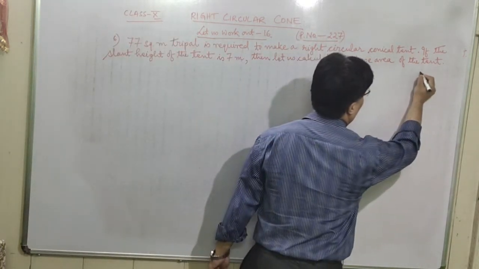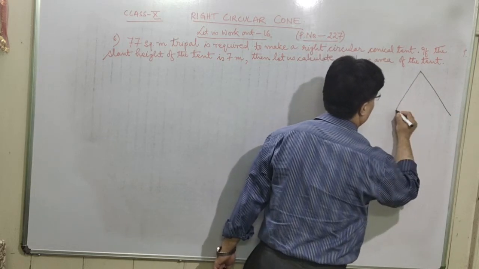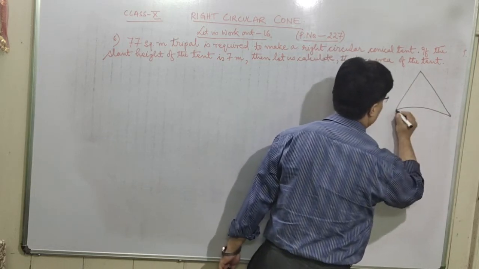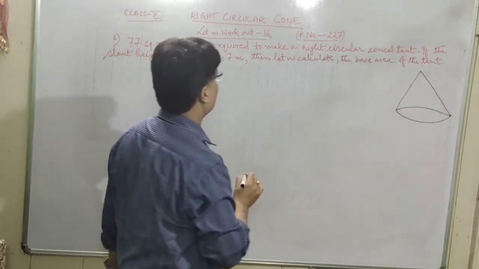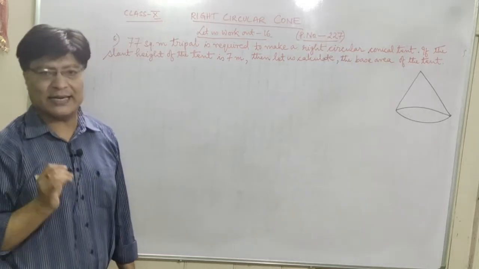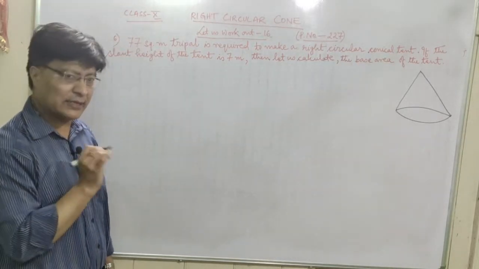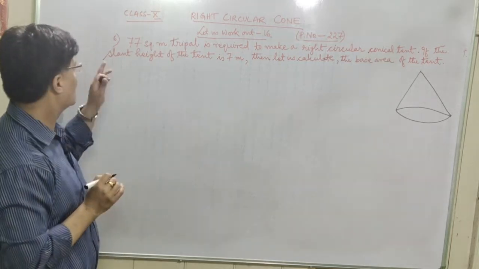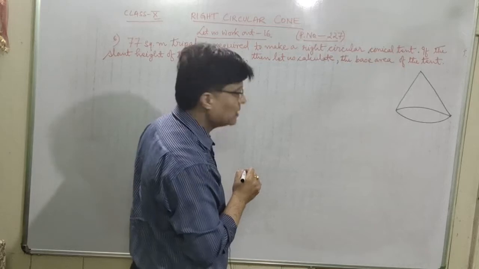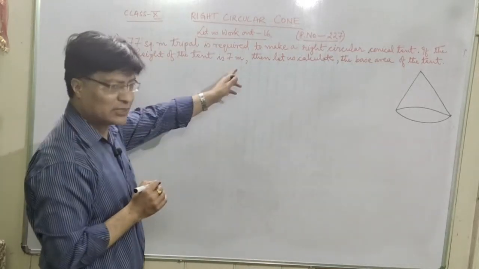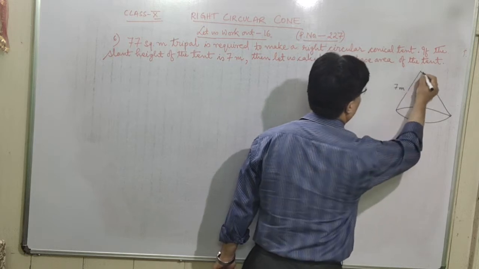So let us draw the figure out here. So this is a conical tent, right? Now 77 square meter tripal is required to make the conical tent. That is, this is the curved surface area of the conical tent, that is 77 square meter. So the slant height of the tent is 7 meter. Slant height is the incline height. Okay? So the slant height given is 7 meter.